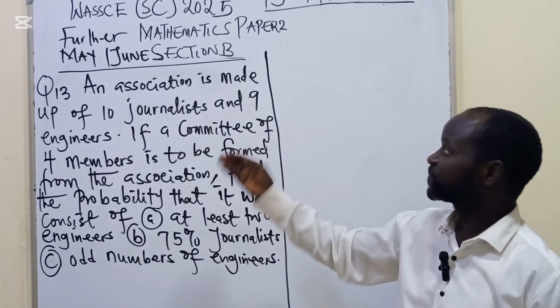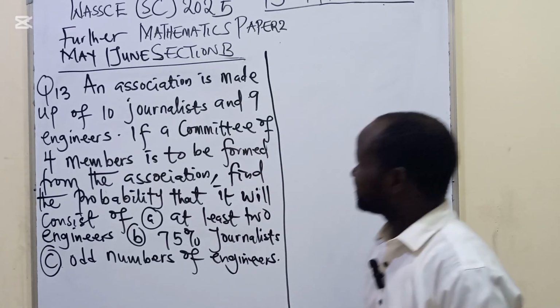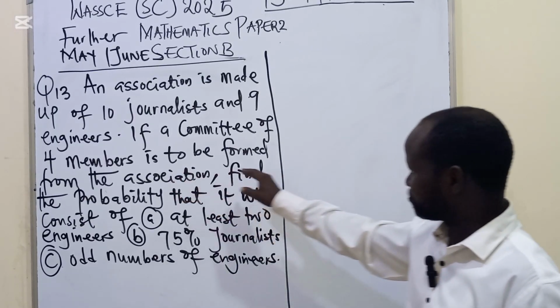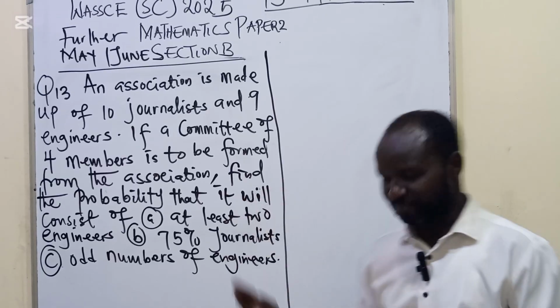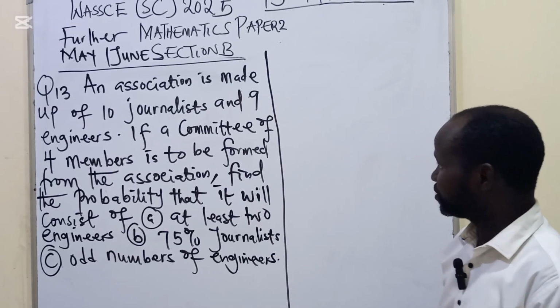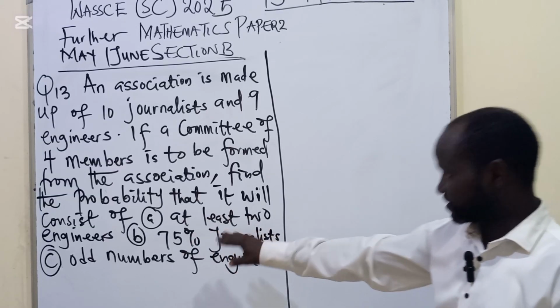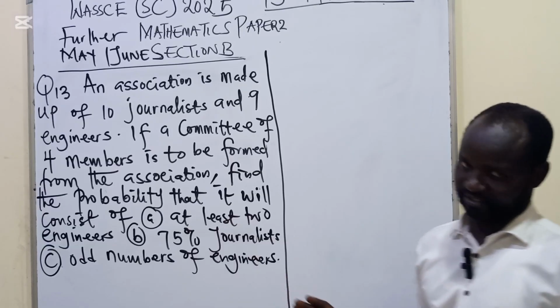Question 13 reads: an association is made up of 10 journalists and 9 engineers. If a committee of 4 members is to be formed from the association, we are asked to find the probability that it will consist of: A, at least 2 engineers; B, 75% journalists; C, an odd number of engineers.